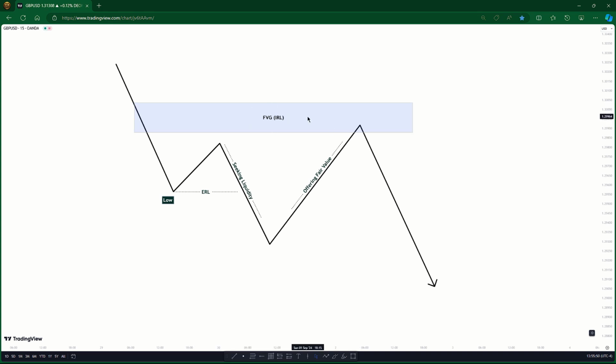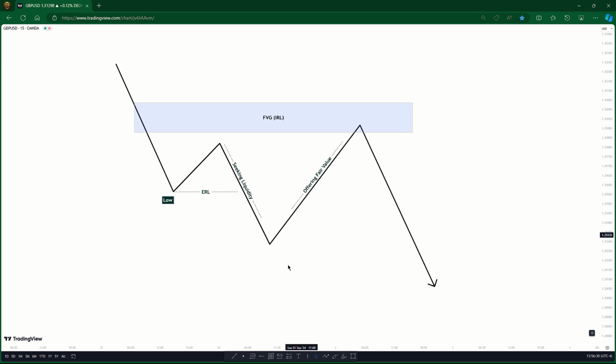These things are not going to work that well if you don't consider things like bias, structure mapping, or discount and premium zones. You need to consider all these other things for this to work the way you want. Especially if you are not a scalper like me, you definitely need to make sure your structure mapping is on point.